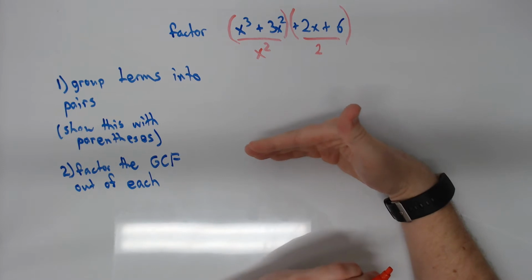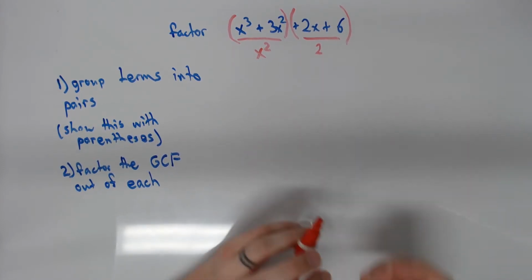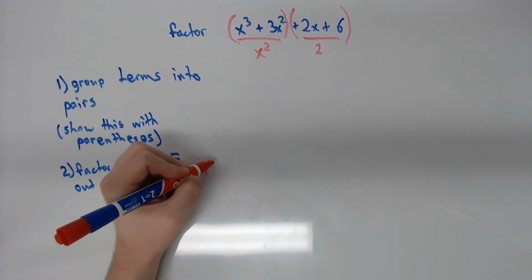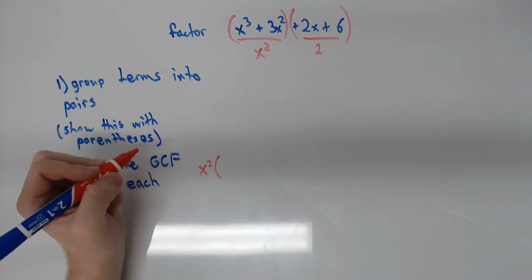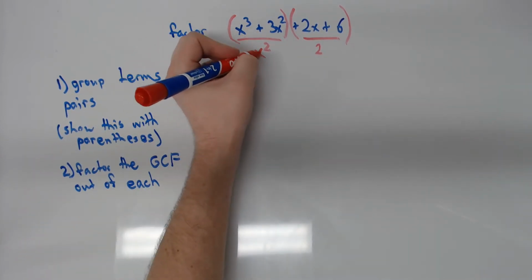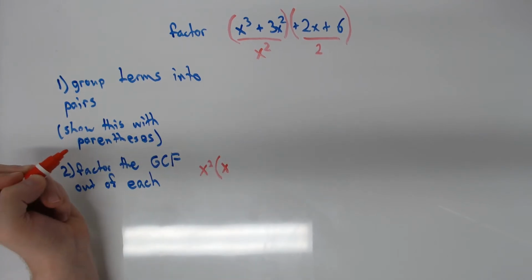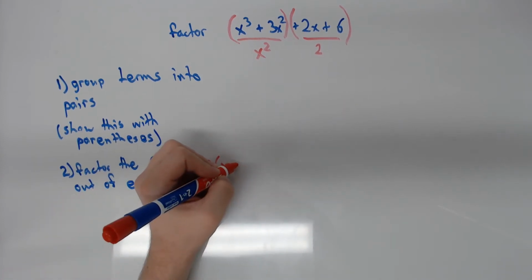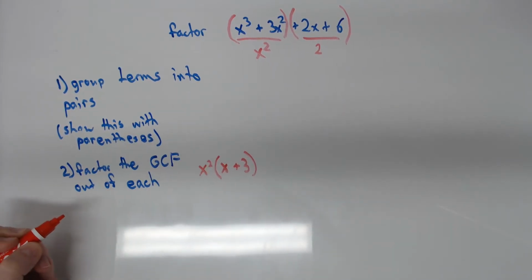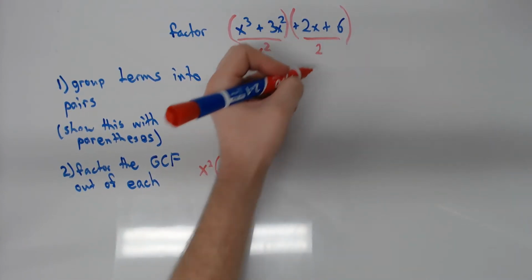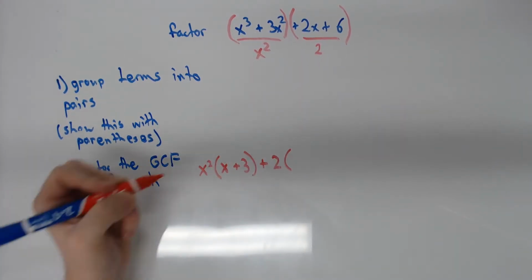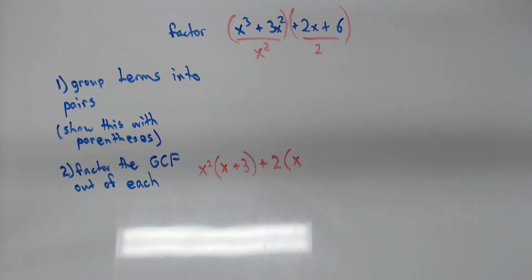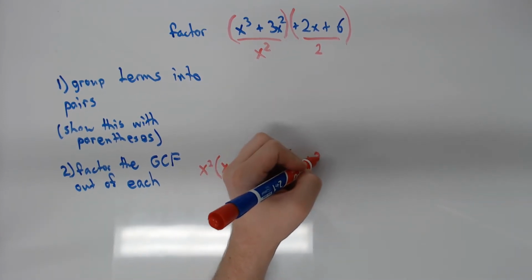So now that we found the greatest common factor, we have to factor it out. That looks like this. Remember, whatever you factor out goes in front of parentheses, and then the parentheses is the leftovers. So x cubed divided by x squared, there's 1x left. 3x squared divided by x squared, it runs out of x's, so I just have the 3. Plus, this one I factored out a 2. 2x divided by 2, 2 divided by 2 is 1, so just 1x. Plus 6 divided by 2 is 3.